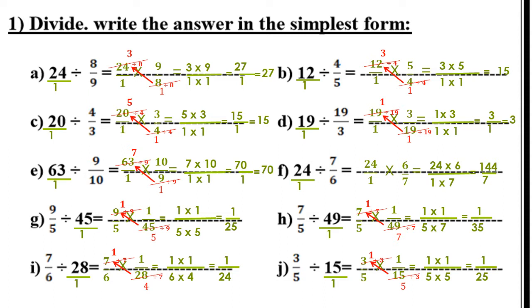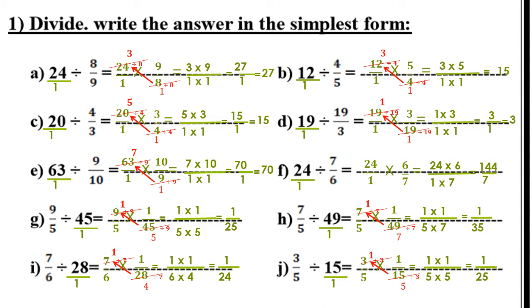7 over 5 divided by 49. It's going to be 7 over 5 times 1 over 49. 7 and 49 are together in table 7, so I'm going to divide by 7 up and down. 7 divided by 7 is 1. 49 divided by 7 is 7. So 1 times 1 over 5 times 7, so it's going to be 1 over 35.